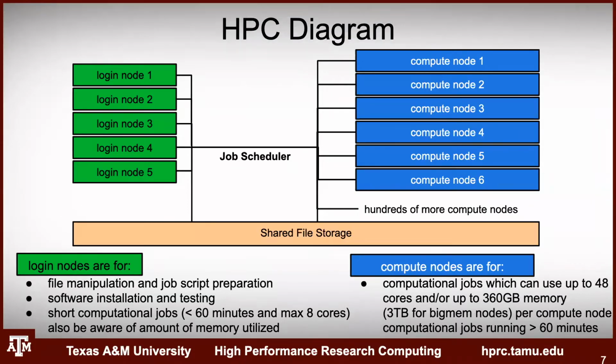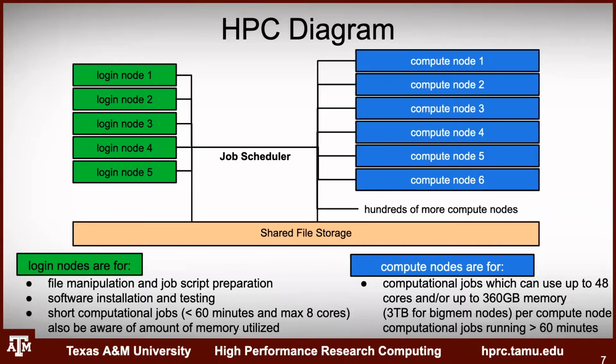All right, so just to give you a brief overview of the anatomy of the cluster, just in case you are unaware. Whenever you access Grace, you're coming into a login node, and that's what you're typing in. These are for really simple jobs, like file manipulation and job script preparation. If you are going to run anything on the login node, it needs to be run in under an hour and use only a max of 8 cores. You'll also need to watch your memory usage.